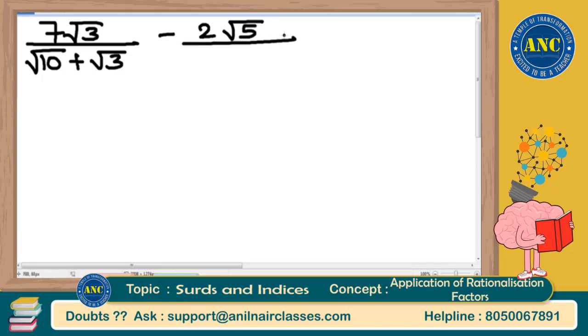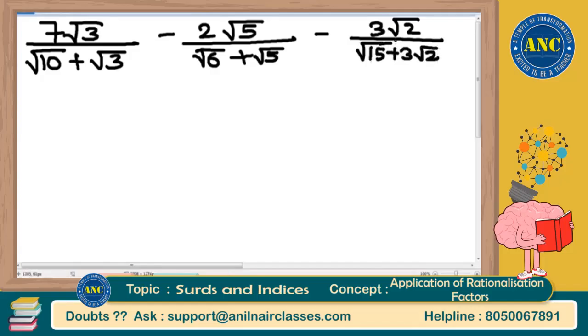We are writing those kind of questions itself. 2 root 5 divided by root 6 plus root 5, minus 3 root 2 divided by root 15 plus 3 root 2, right? Root 15 plus 3 root 2. Now see here, sir, don't take too much time in simplifying these things. This will take much less time if you have understood the concept.